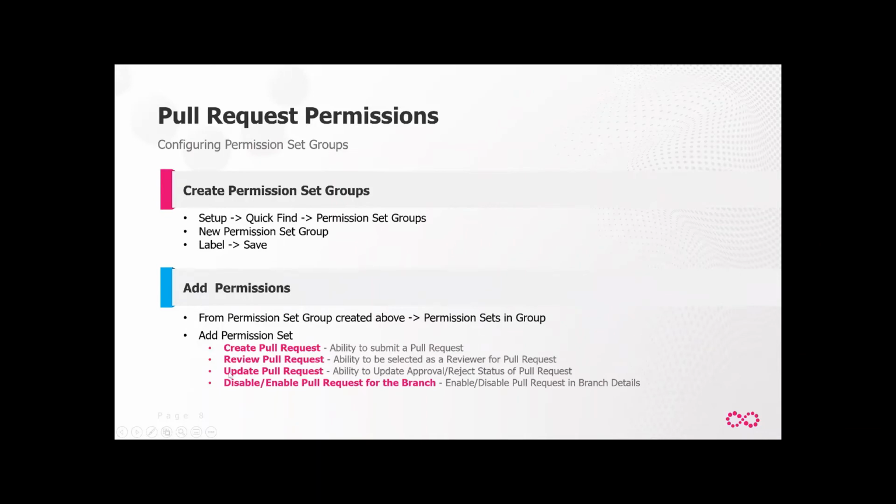review submissions. Updating pull requests is the ability to go back in after the fact if you have already approved or rejected a pull request. If you change your mind in hindsight, based upon the conversation that ensues within the pull request, which we'll see in a moment, you can go back and actually update your approval or rejection status. And the final permission, disable enable pull request for the branch. This grants the user the ability to uncheck the mandates around pull requests for that specific branch.